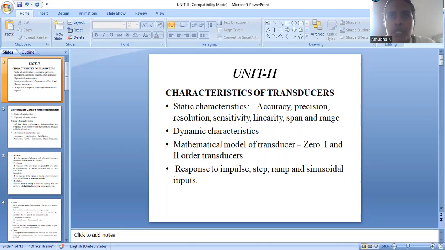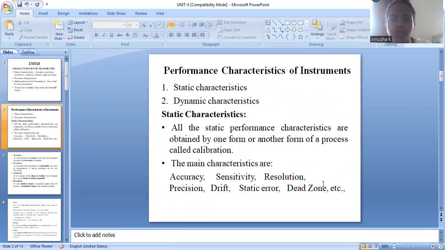The amplitude is continuously varying with respect to time. The sinusoidal signal has a positive cycle and a negative cycle, and we can take one cycle. x of t is equal to A into sine omega t, where A is the amplitude and omega is the frequency, 2 pi f. From this we can analyze the sinusoidal signal. So these are all the standard test signals used for analyzing the response of the transducers.